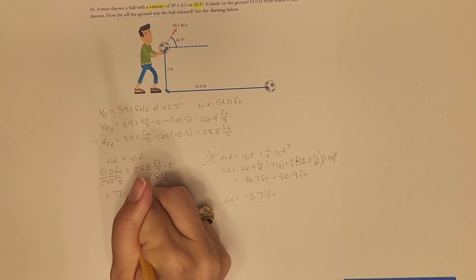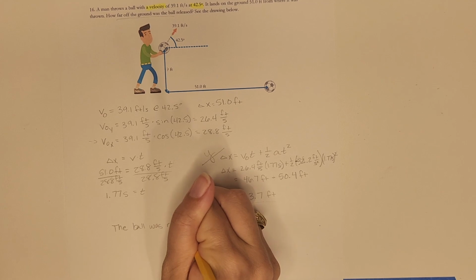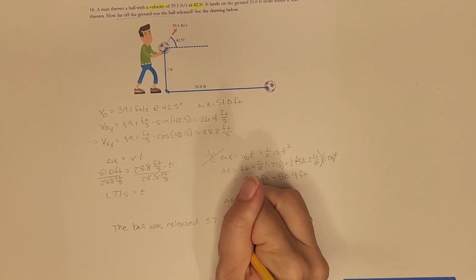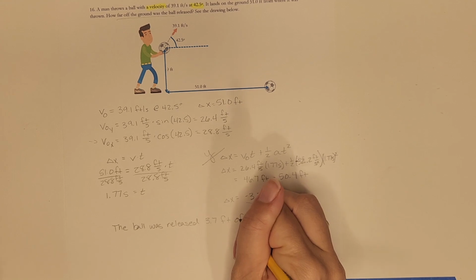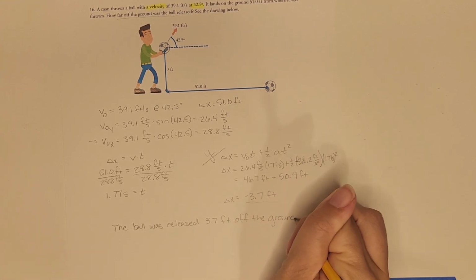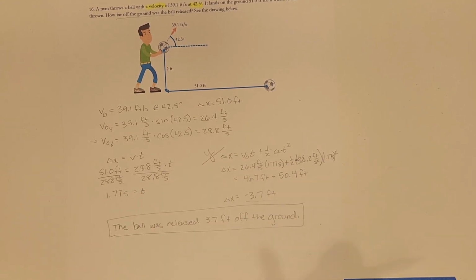The ball was released 3.7 feet off the ground. Okay.